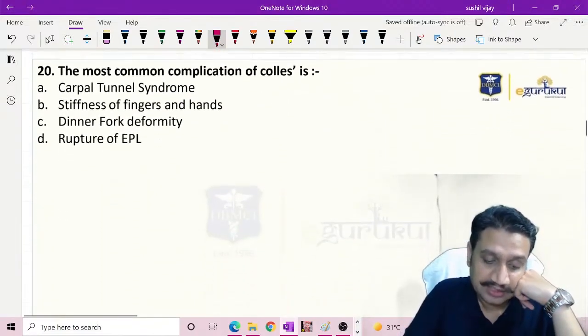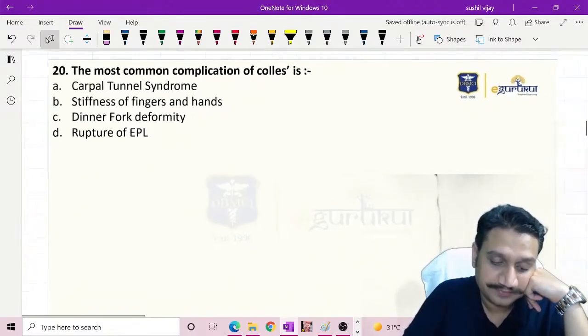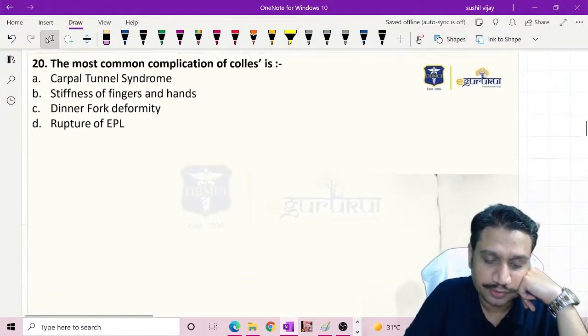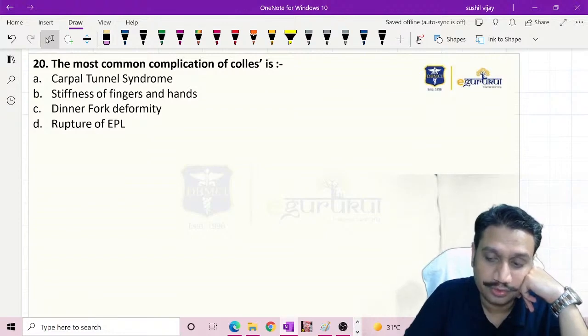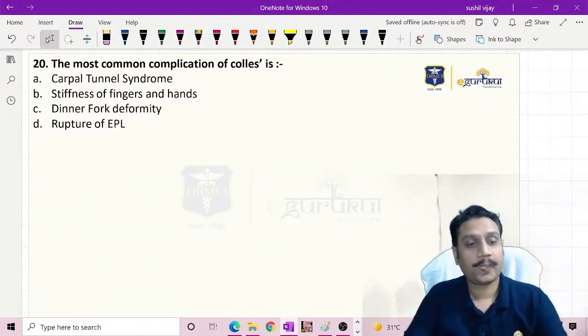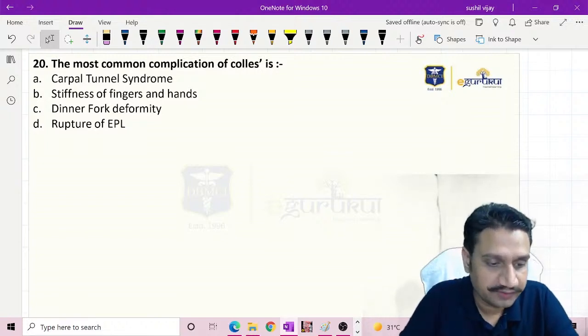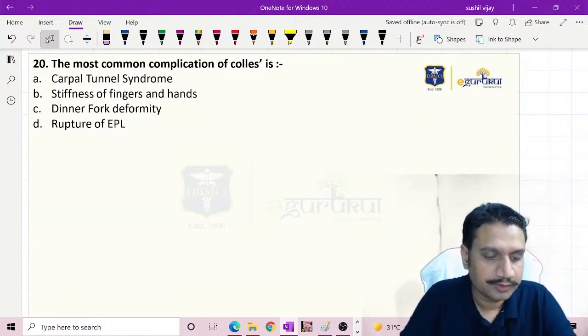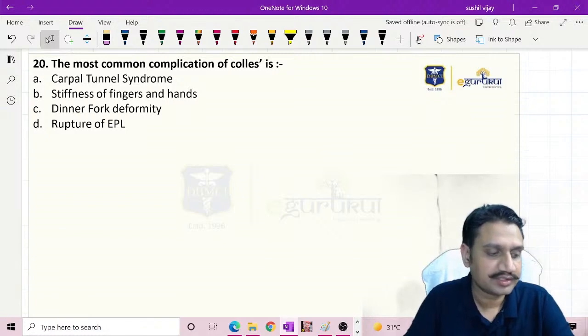Next, the most common complication of Colles. What do you say? The answer for the 20th: the most common complication for Colles. What do you suggest?